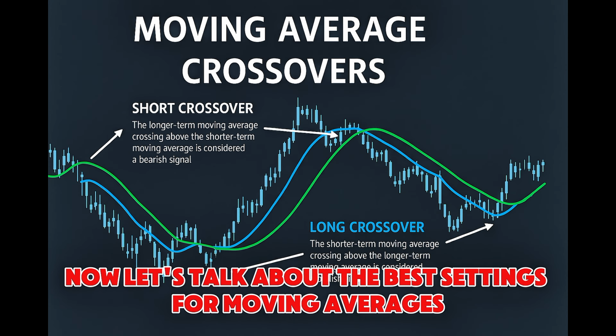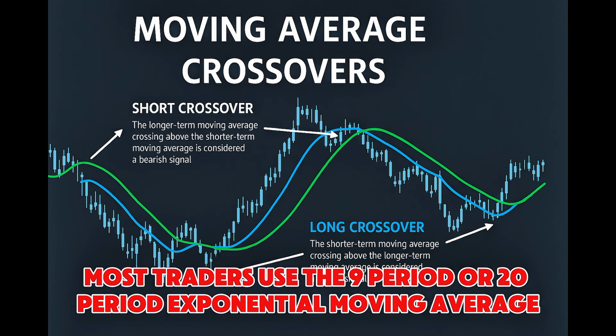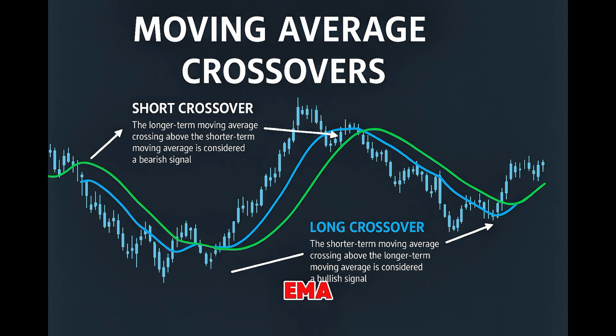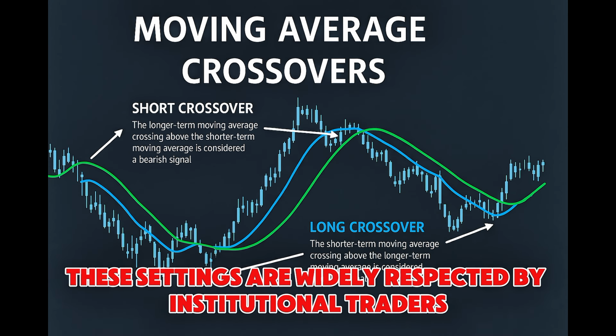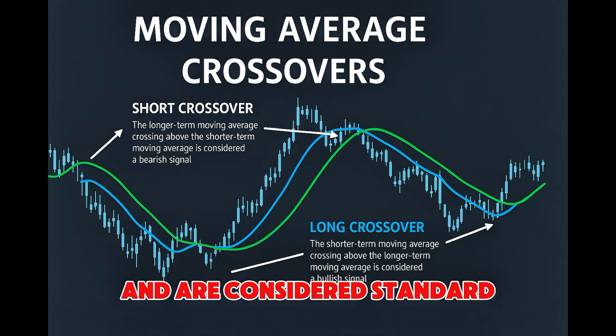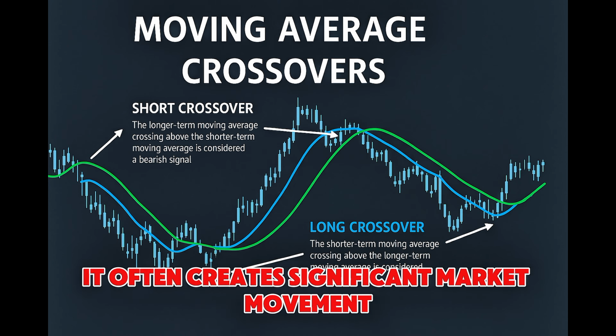Now, let's talk about the best settings for moving averages. For the short-term line, most traders use the 9-period or 20-period exponential moving average, EMA. For the long term, the 50-period or 200-period EMA is most common. These settings are widely respected by institutional traders and are considered standard. So when a crossover happens with these averages, it often creates significant market movement.